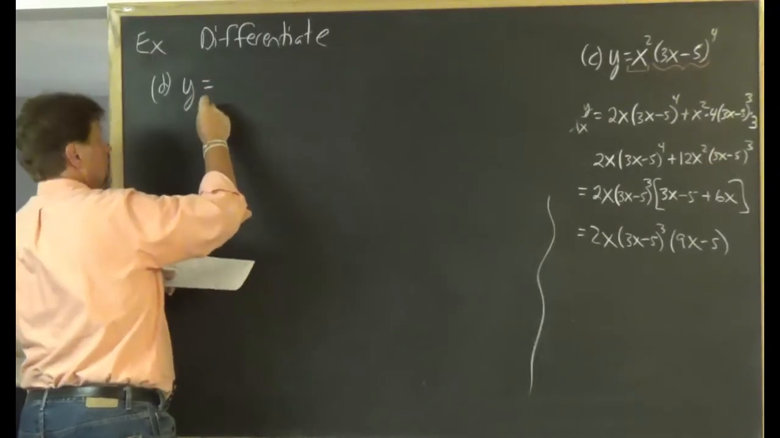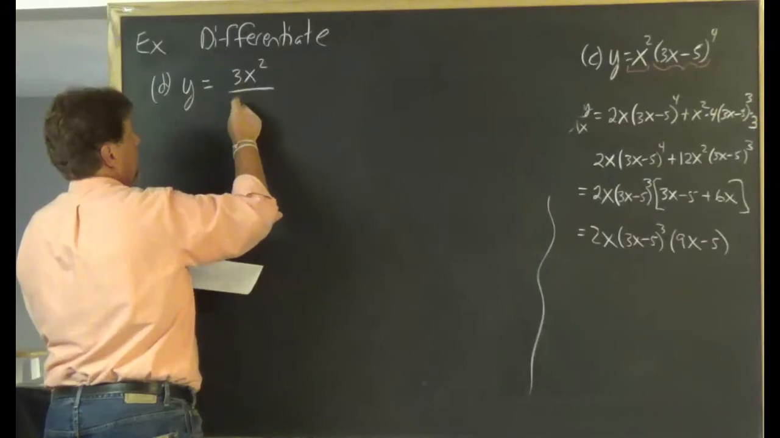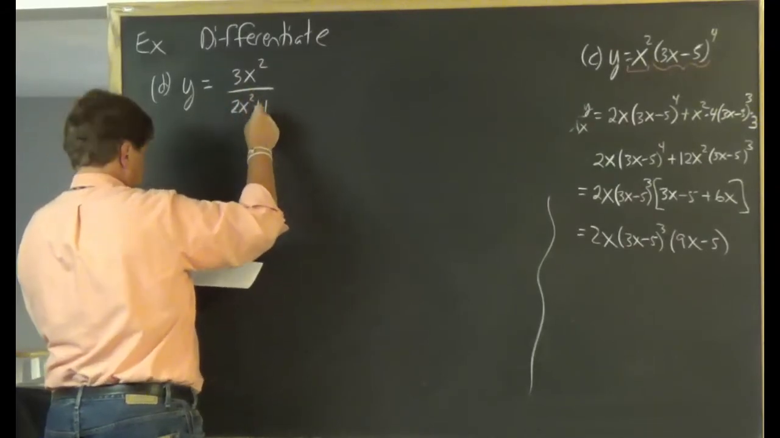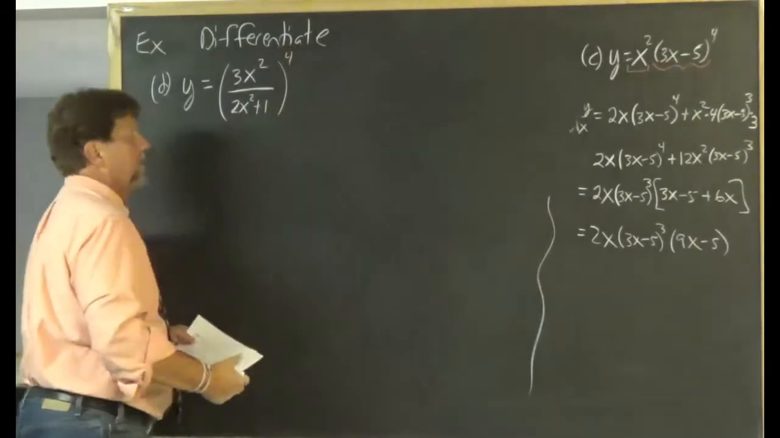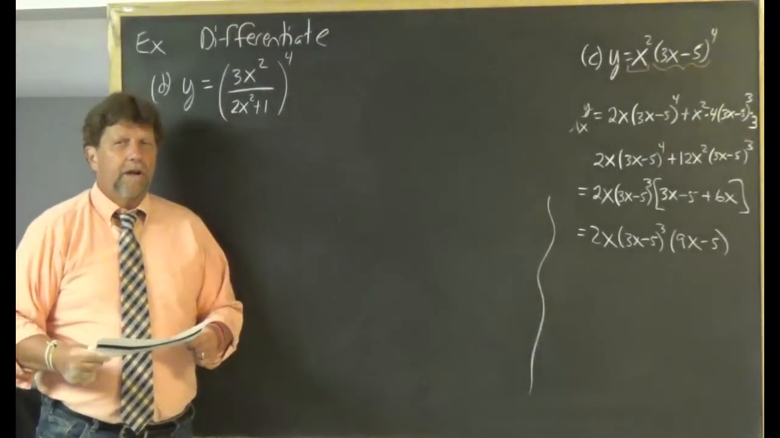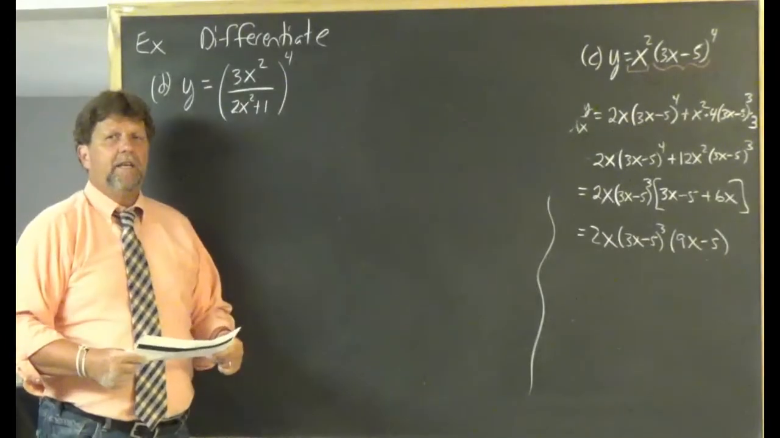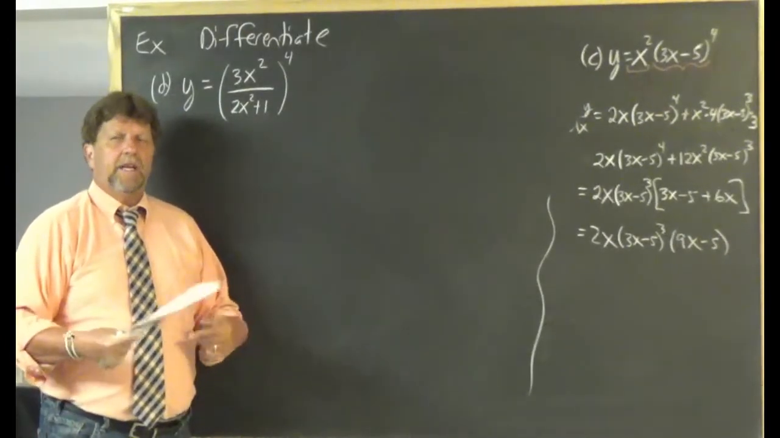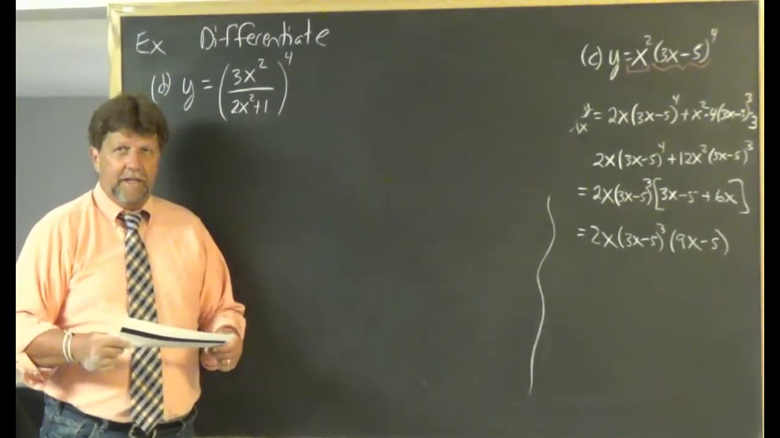y equals 3x squared over 2x squared plus 1, and all of this is raised to the fourth power. I want you to try part D. I want you to try to get this one on your own. So pause the video, do part D. Once you're done with part D, restart the video, and I'll be here at the board and we'll work through it, and hopefully you have a correct answer.